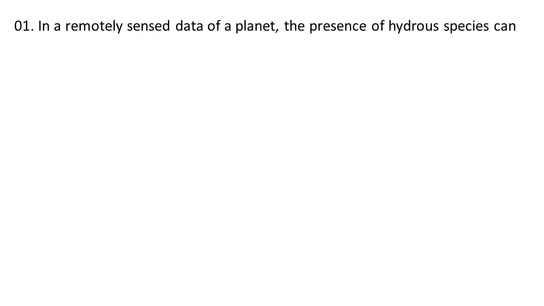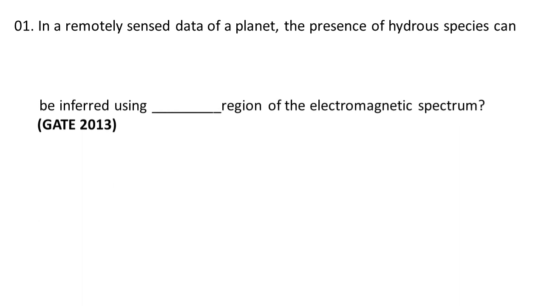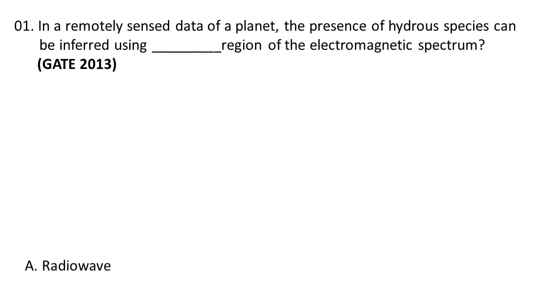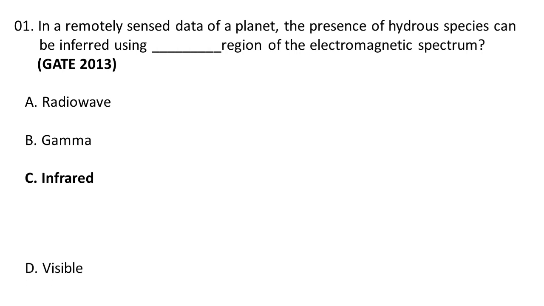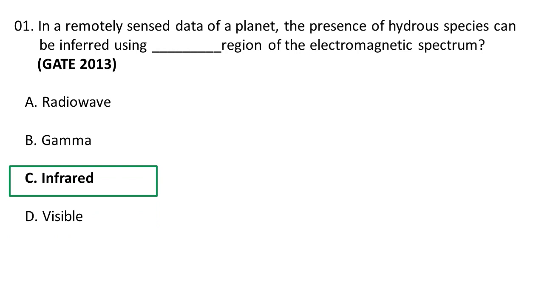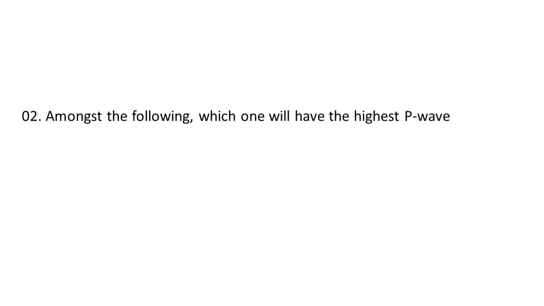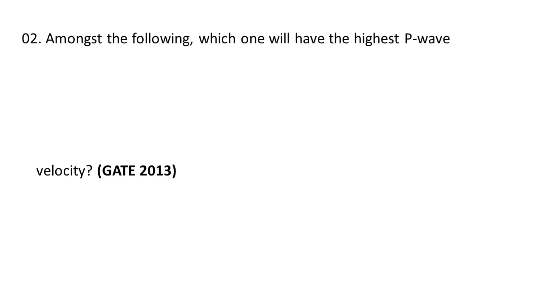In remotely sensed data of a planet, the presence of hydra species can be inferred using which region of the electromagnetic spectrum? The choices are A. Radio wave, B. Gamma, C. Infrared, D. Visible region. So the correct option is the infrared region. Infrared, IR, is also known as thermal radiation. It is that band in the electromagnetic radiation spectrum with a wavelength above red visible light, between 780 nanometers and 1 millimeter.